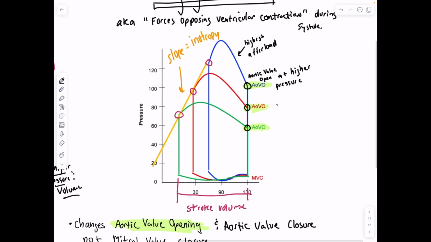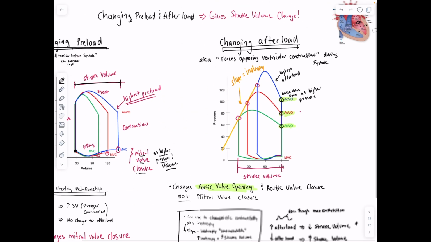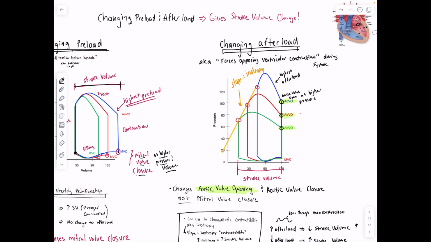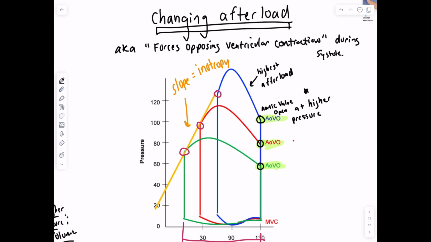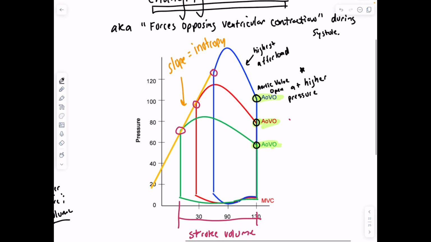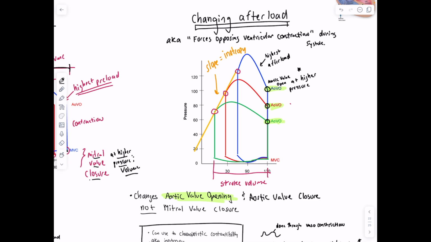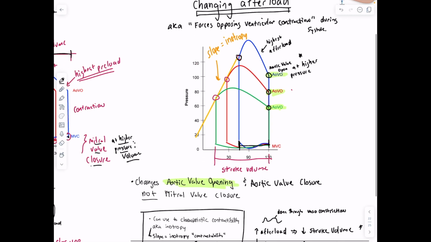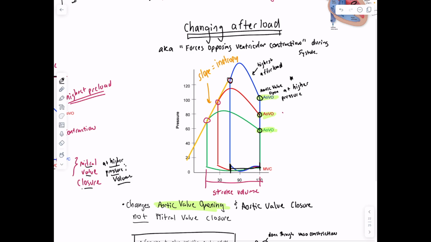And so what you see is that with greater afterload, maybe the easiest way to think of it is if you have more resistance in the vessels outside, then the aortic valve is going to open at higher pressures. You need to push harder to force the aortic valve open, and so you're also going to have the aortic valve close at higher pressures as well. And so basically the net effect is that for higher afterload, you're going to have a smaller stroke volume.